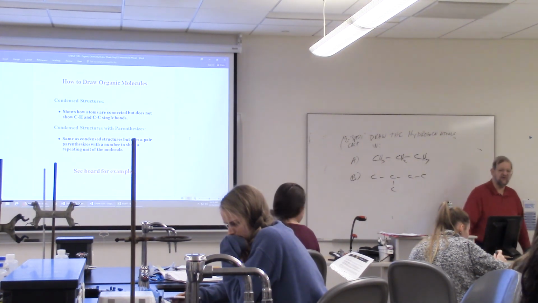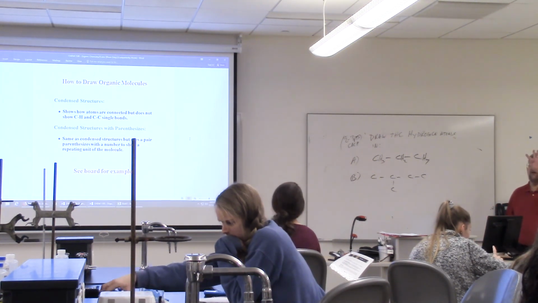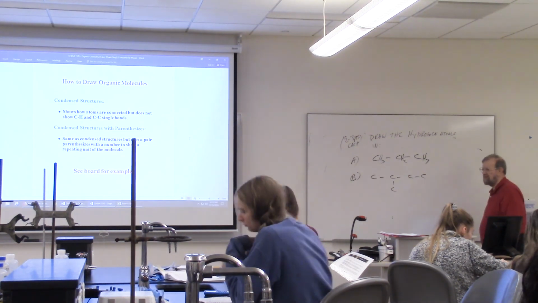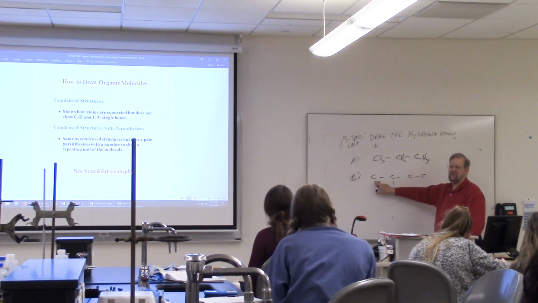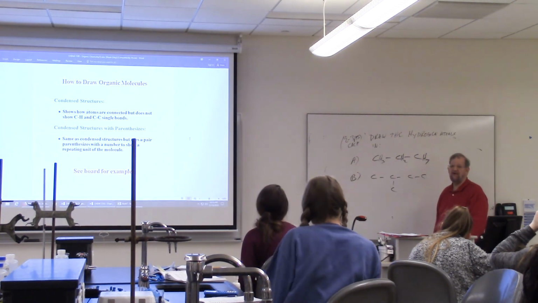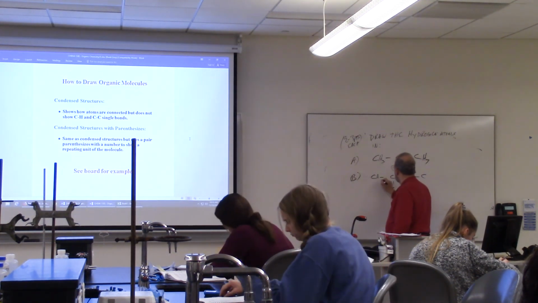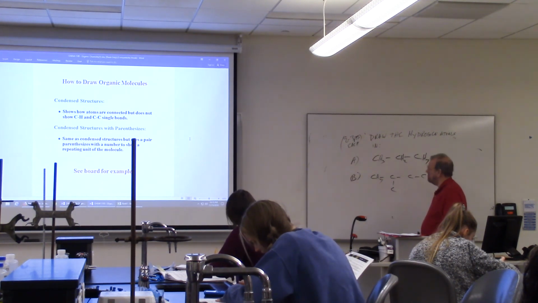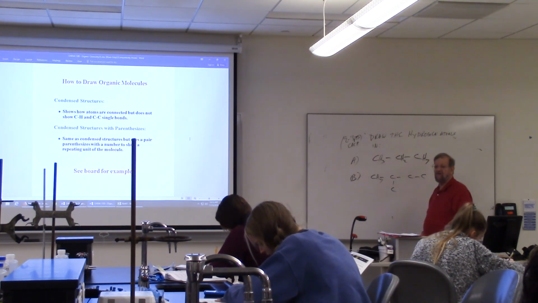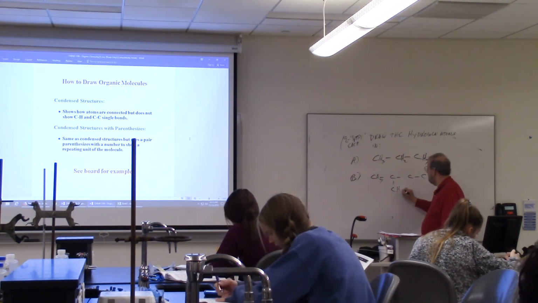Everybody's done, so let's do this. How many bonds to carbon? Four. How do I know how to put in the hydrogens? How many bonds to that carbon? One line, one bond. There should be four. Four minus one is three, three hydrogens. This one, how many bonds to that? One. So four minus one, three hydrogens.